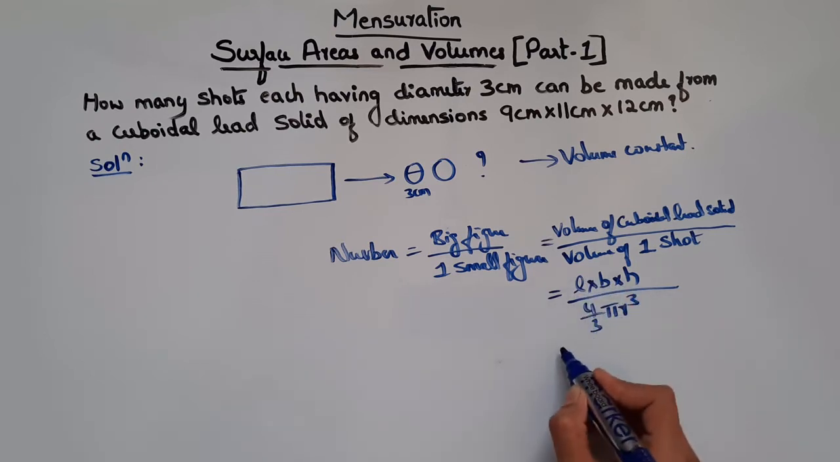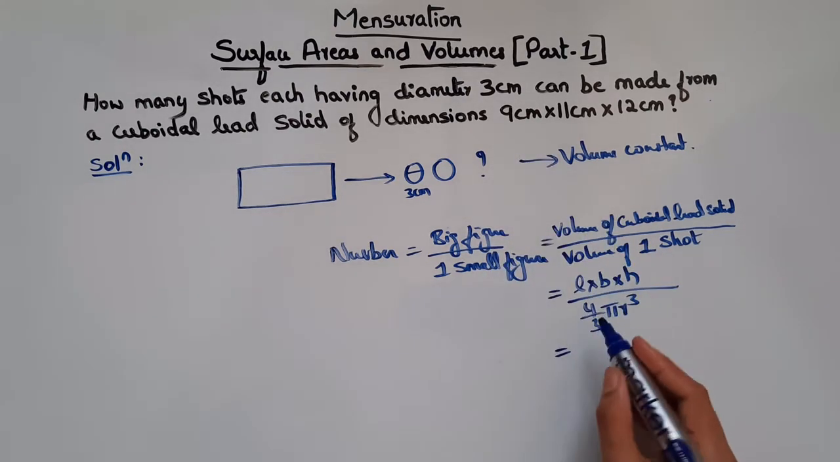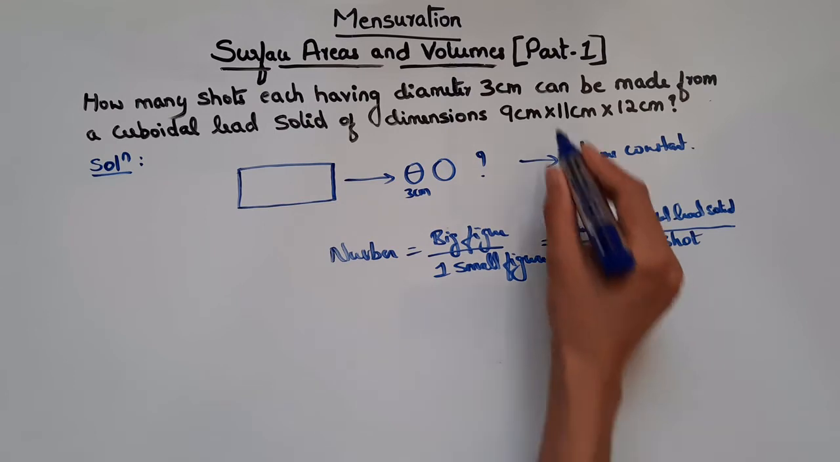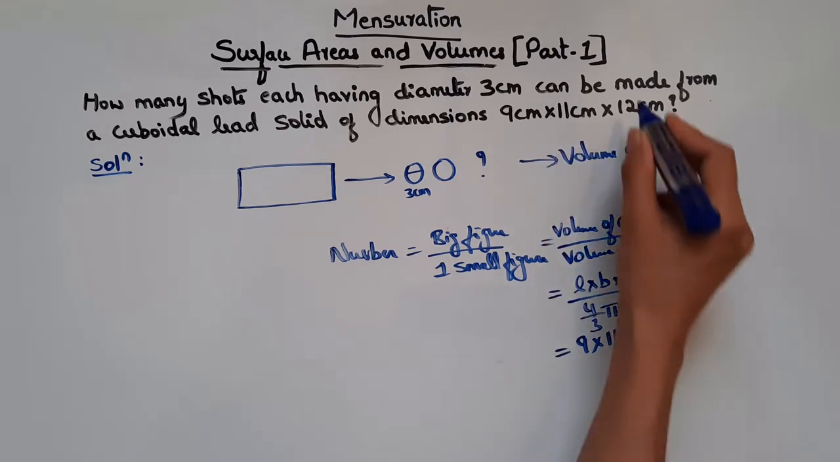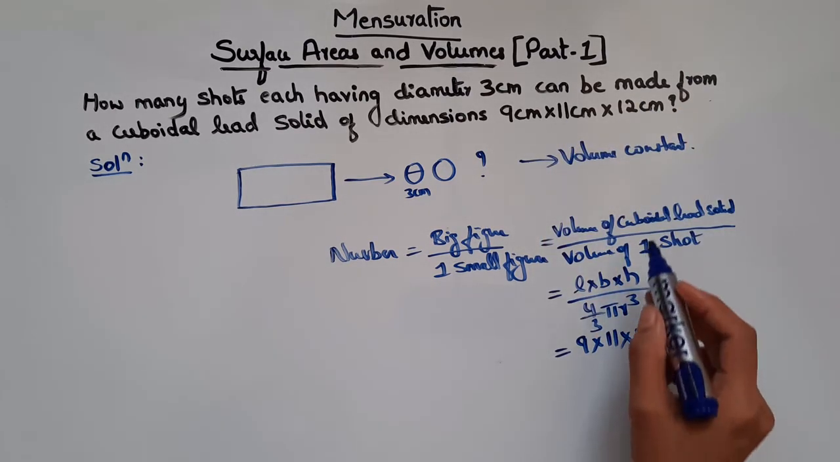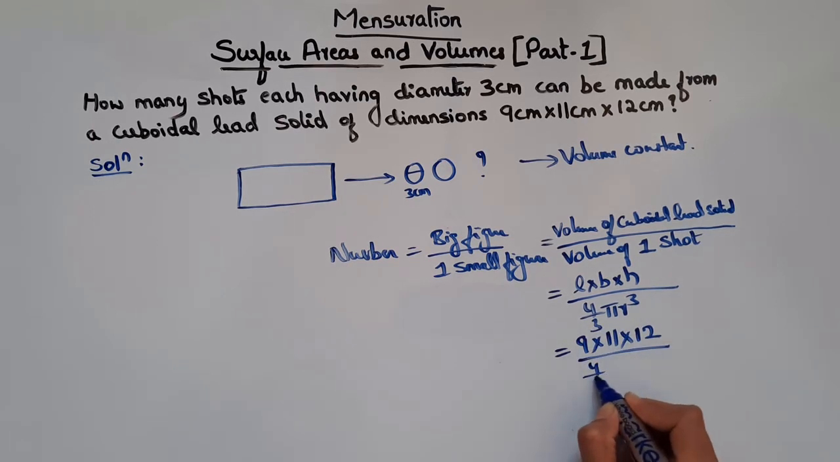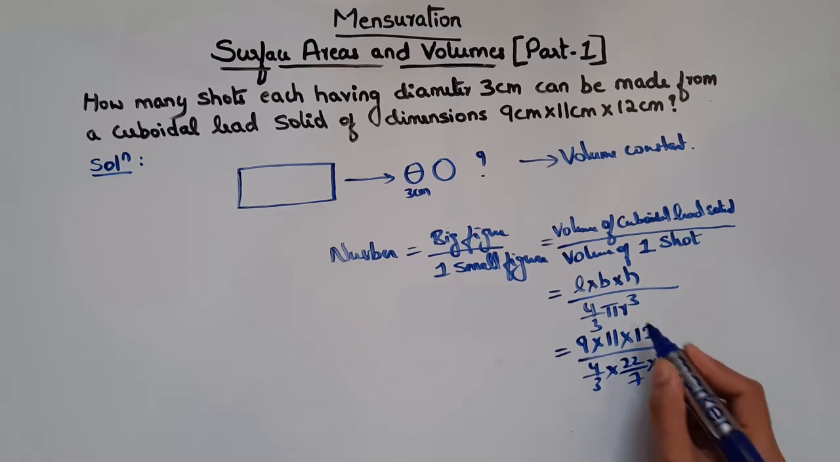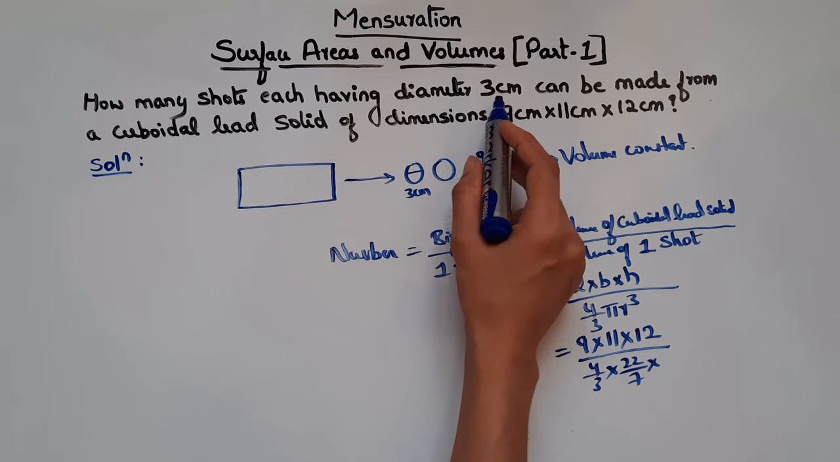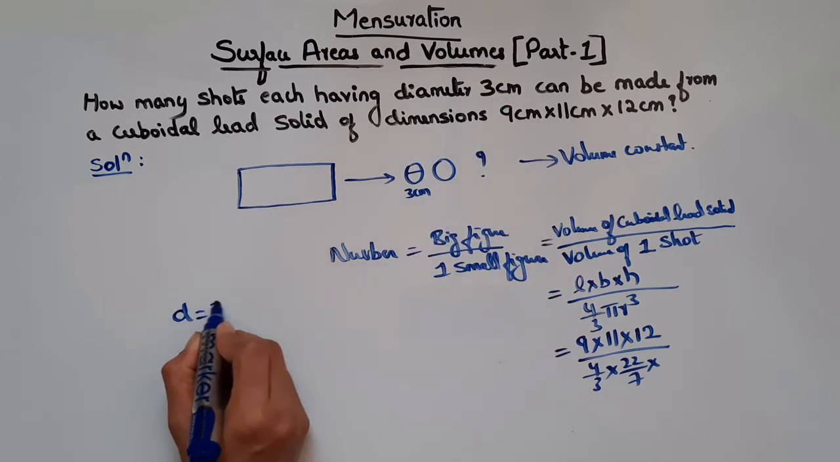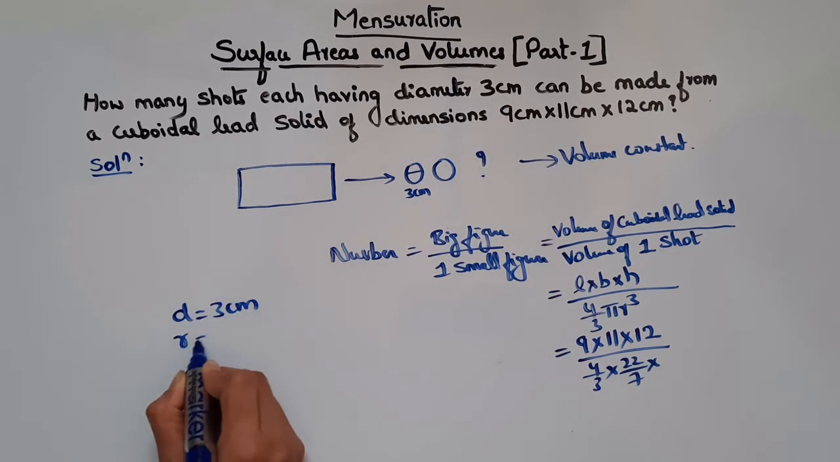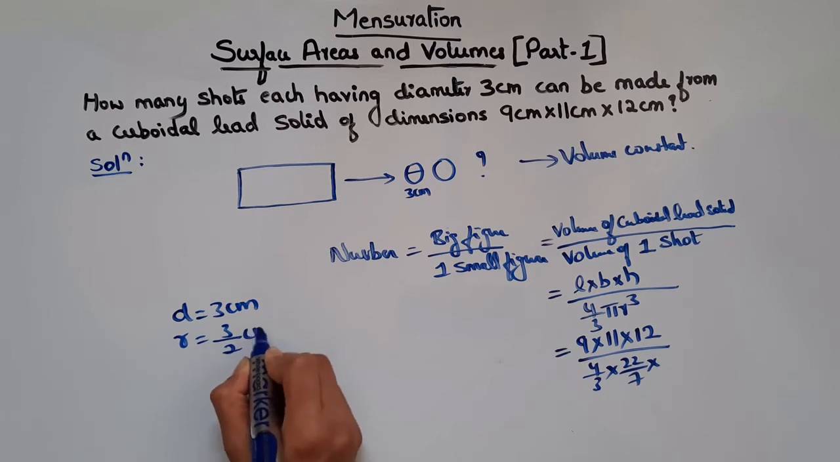So let's substitute the values. Here length is 9 centimeter into breadth is 11 centimeter into height is 12 centimeter, this is of the cuboidal solid, divided by 4 by 3. Here pi you have to take as 22 by 7 into r cube. R is the radius, but they have given the diameter of the shots. So if the diameter is 3 centimeter, what is the radius? It is nothing but 3 by 2 centimeter.